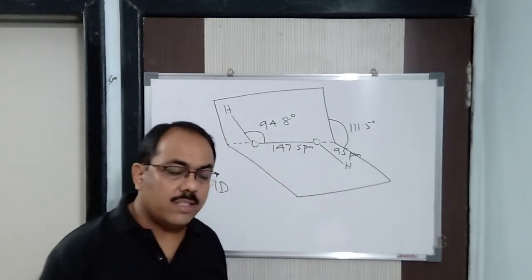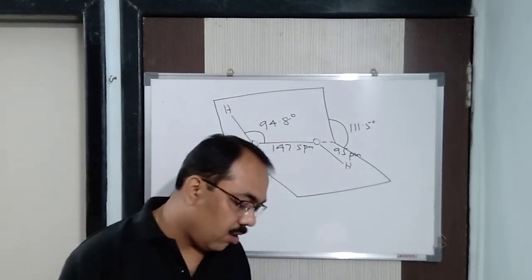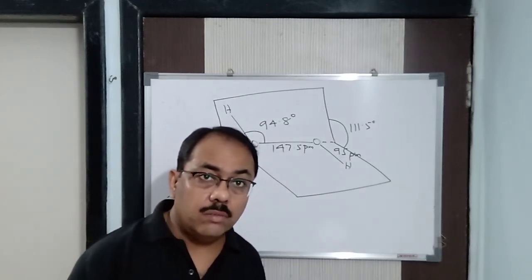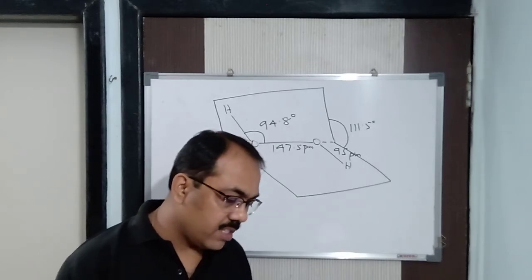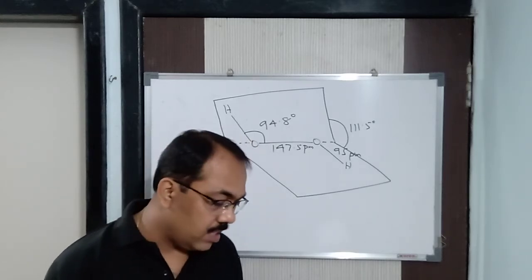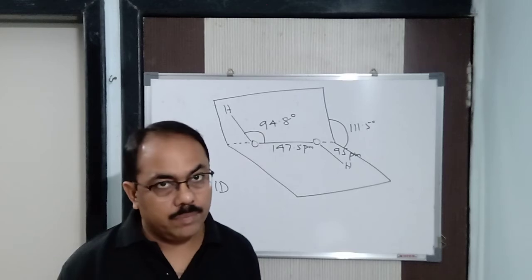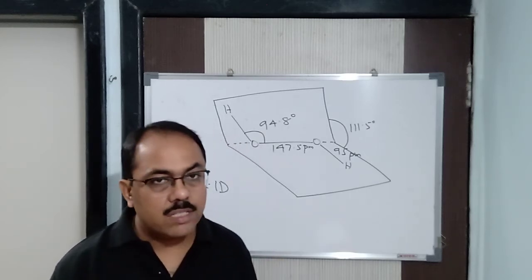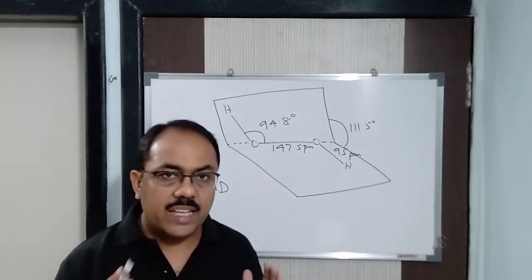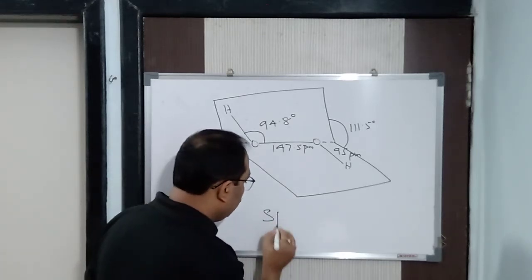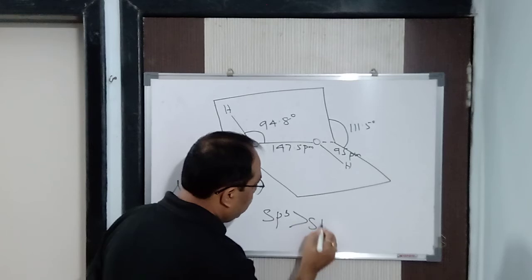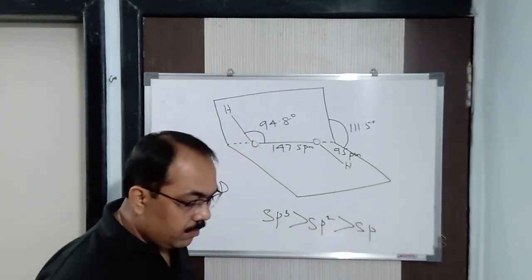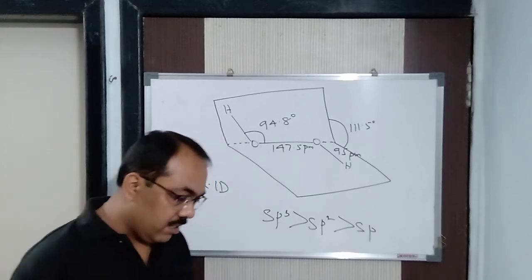Now, the next point is the ability of the hybrid orbitals to overlap, in the order sp3 is greater than sp2, which is greater than sp. Greater is the p character, greater is the ability to overlap. Again I repeat, the ability of the hybrid orbitals to overlap is in the order sp3 greater than sp2 greater than sp, because greater the p character, greater the ability to overlap.